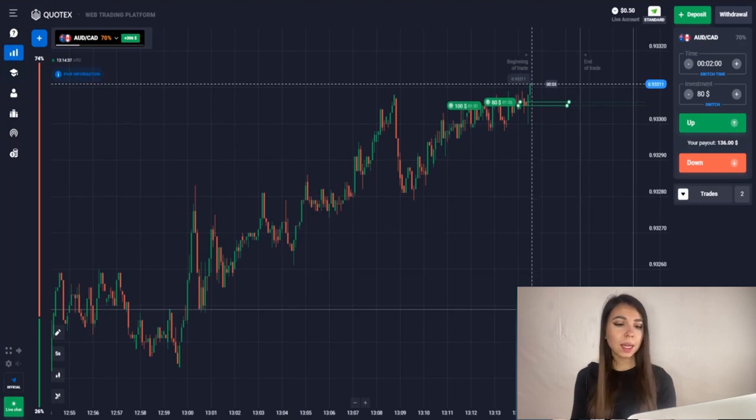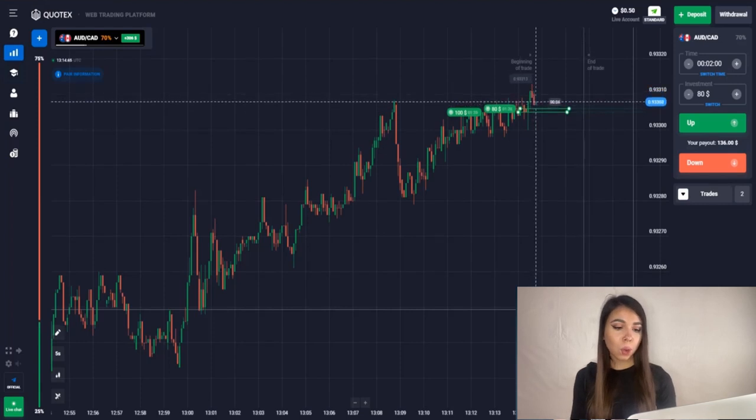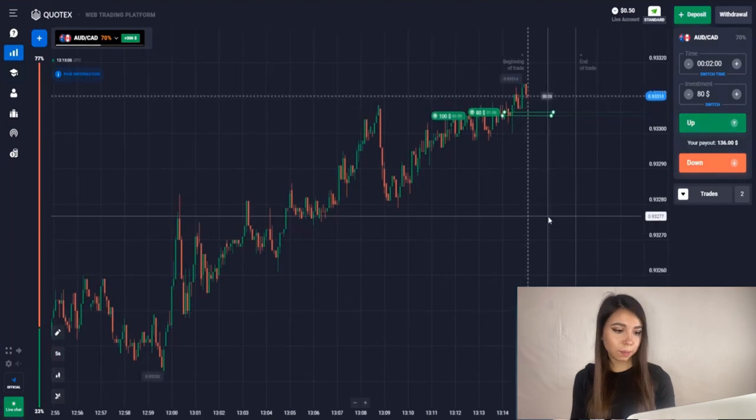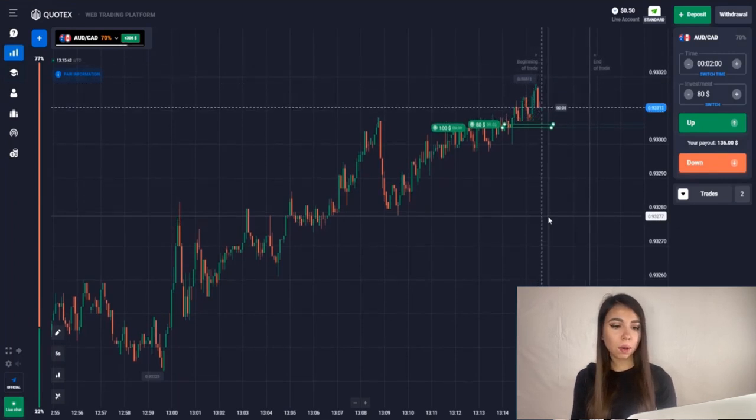I think you understand everything about this currency pair, and now we're trading on a local uptrend on a small time frame for 5 seconds. We found an uptrend and followed that for a short expiration time of 2 minutes. And now we just need to wait for the closing of this trade.